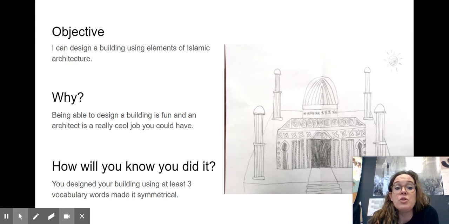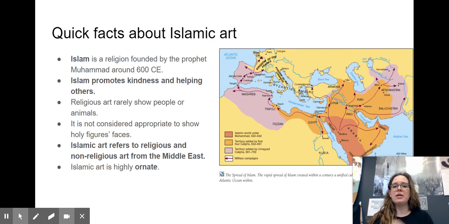And you'll know you did it when you designed your building using at least 3 vocabulary words and made it symmetrical. Quick facts about Islamic art. Islam is a religion founded by the Prophet Muhammad around 600 CE. Islam promotes kindness and helping others. Religious art rarely shows people or animals, and it's not considered appropriate to show holy figures' faces.